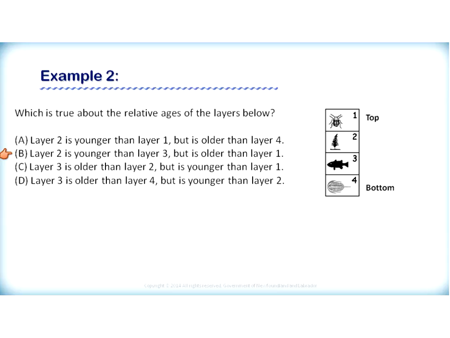Let's look at choice B. Choice B says that layer 2 is younger than layer 3, but older than layer 1. So if we look at the diagram, we notice that layer 2 is younger than layer 3 because it's located above it, and it is older than layer 1, which is located above it. Therefore, the answer to example 2 would be B.